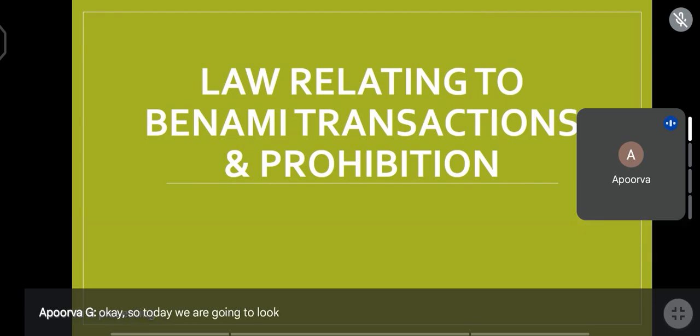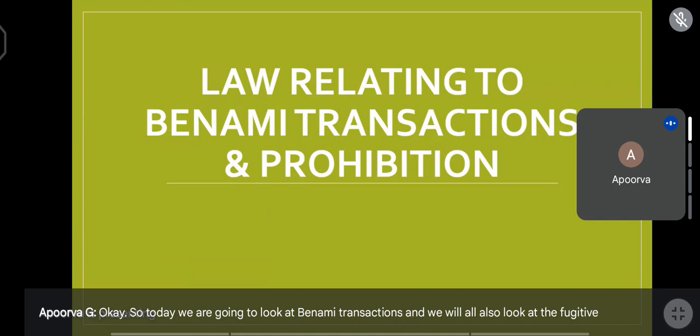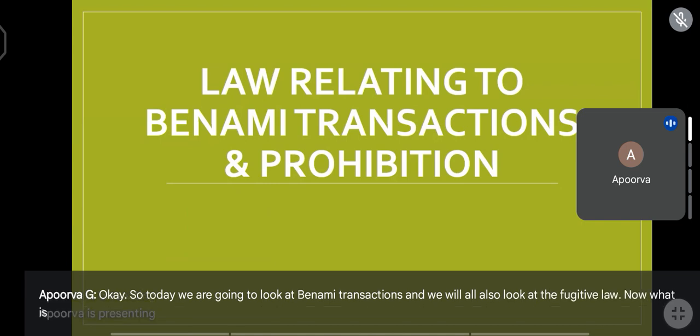We are going to look at Benami transactions, and we will also look at the fugitive law. Now, what are Benami transactions? In simple language, what are Benami transactions?